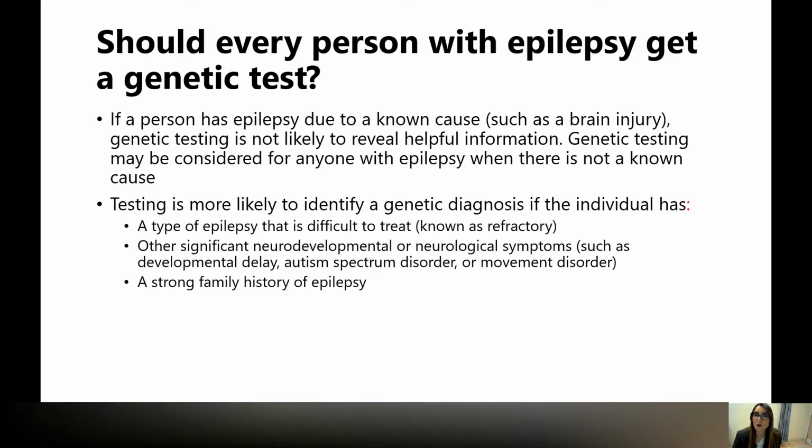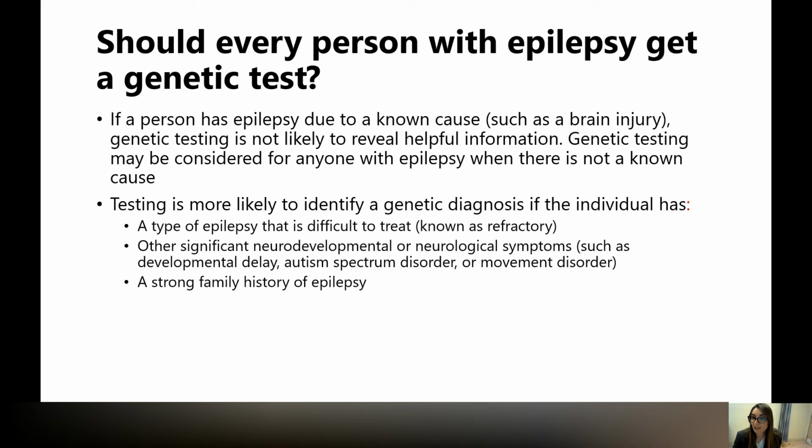Okay. So should every person with epilepsy get a genetic test? As I showed on one of the previous images, up to 70% of the cases can be genetic in people with epilepsy. But if a person already has a known cause for their epilepsy, such as a brain injury or a stroke, genetic testing might not be indicated because it's not going to tell us much. It's probably not going to find anything. However, if a person doesn't have a known cause yet, it is indicated to get genetic testing.